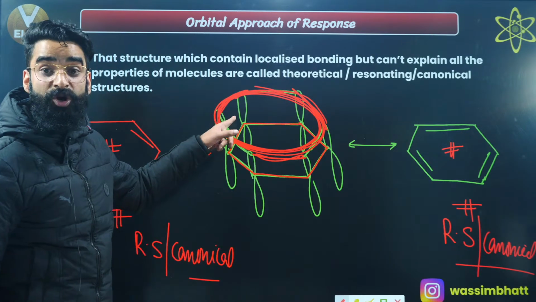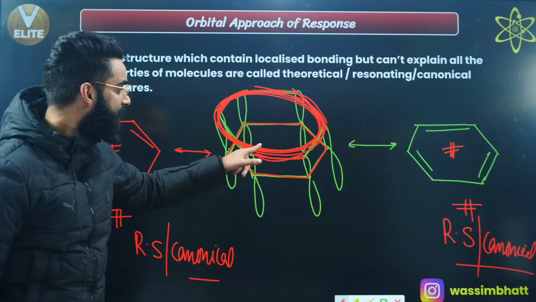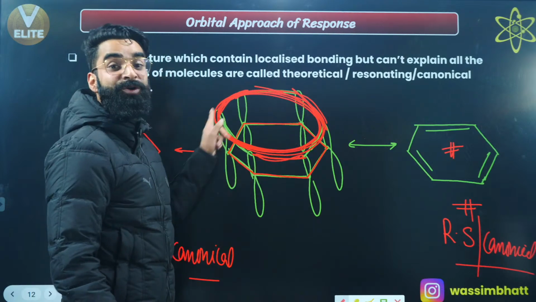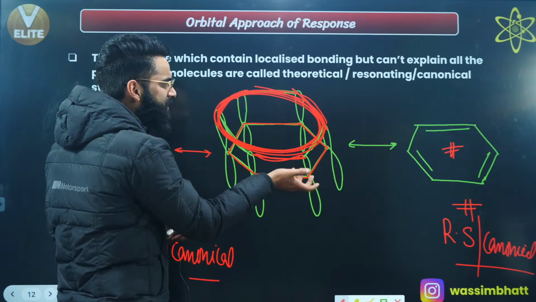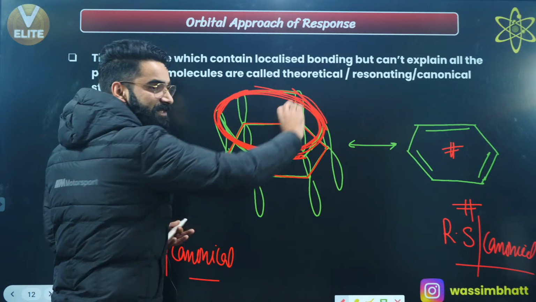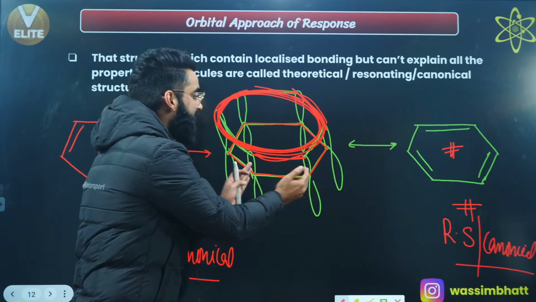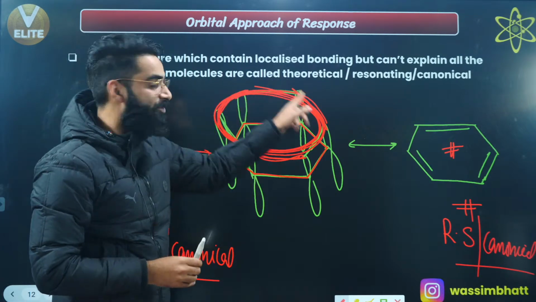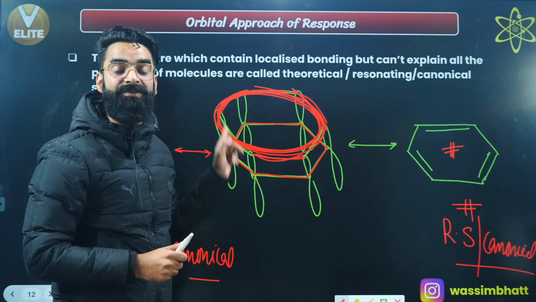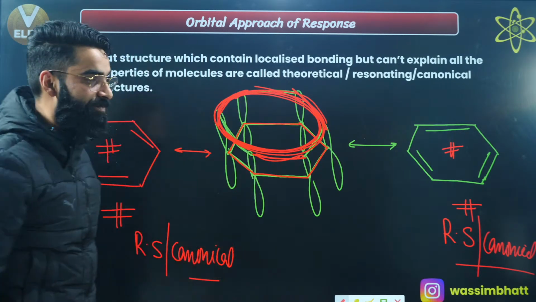This is the true structure of benzene, wherein you cannot localize your pi electrons. You cannot say the pi electrons are between these two carbons, or between these two carbons. Pi electrons can be between these two, between these two, between these two. So over here, you have delocalized bonding present, a delocalized pair of electrons.